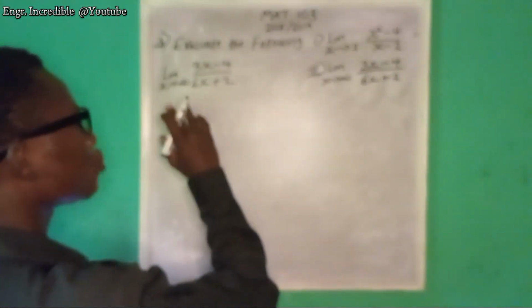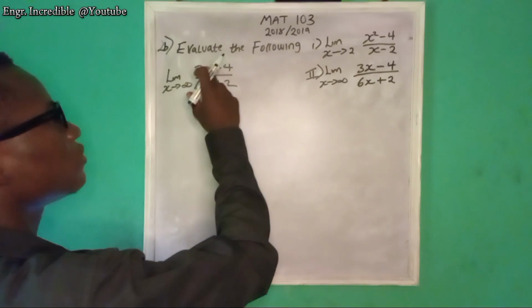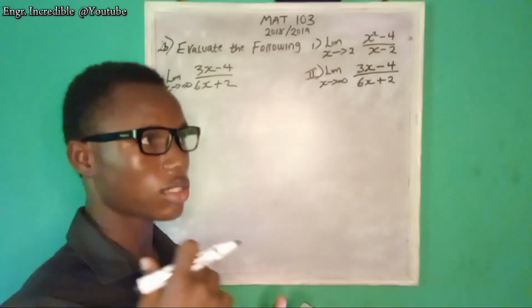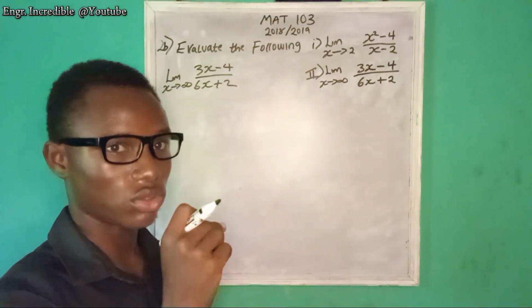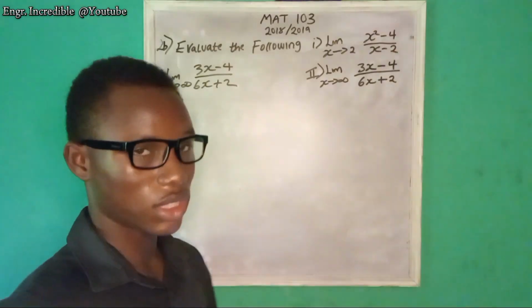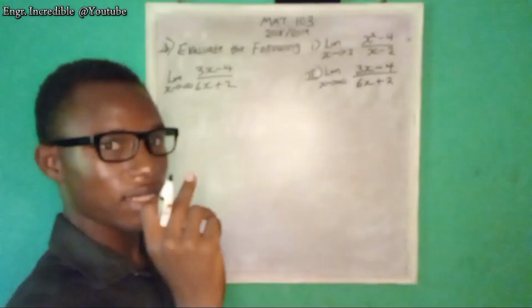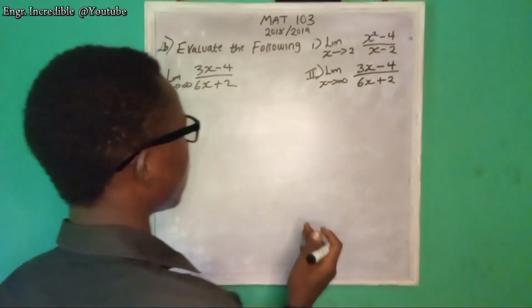So for us to be able to get a real answer, we have to divide everything by x with the highest power. For example, if there is x square inside this equation, we are going to divide every single term by x square. But since it is x to the power 1 that is the highest power, we are dividing everything by x to the power 1.